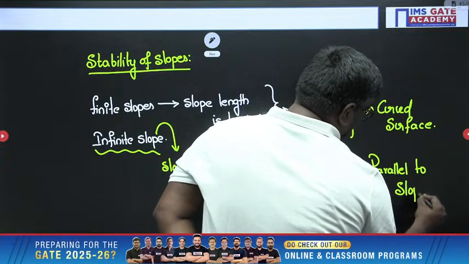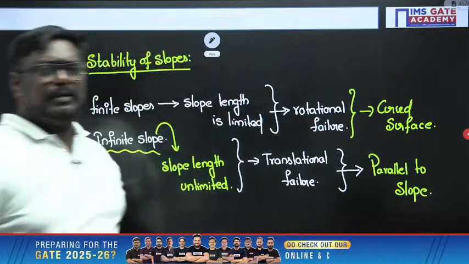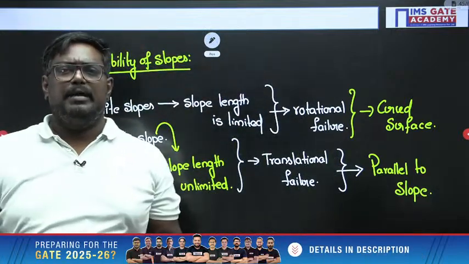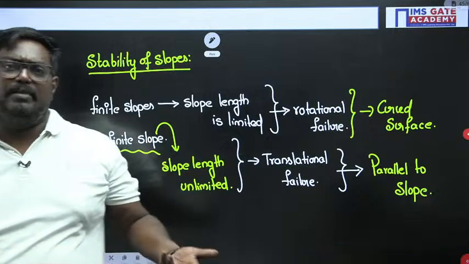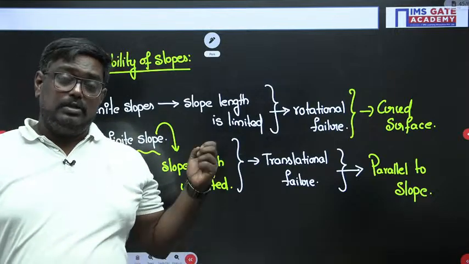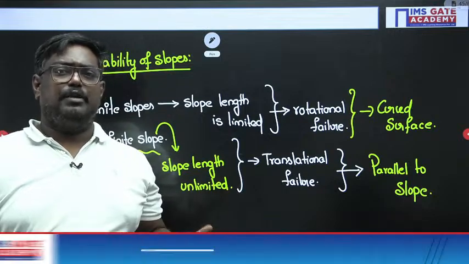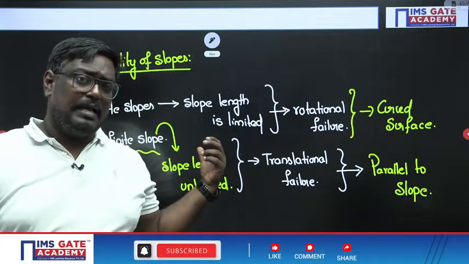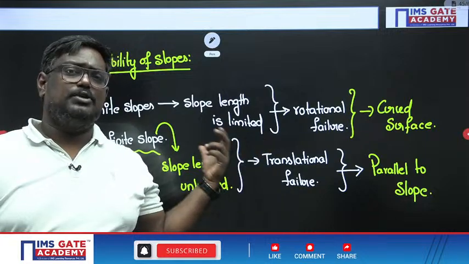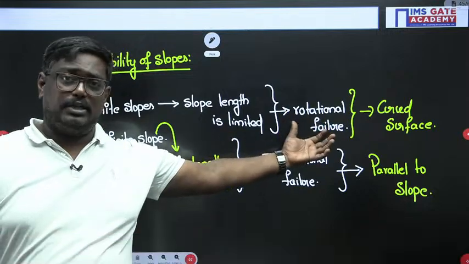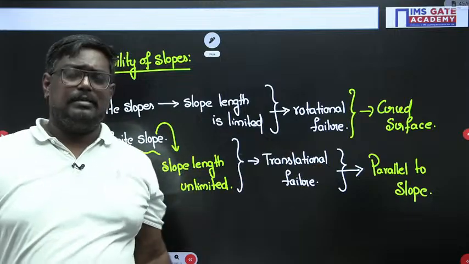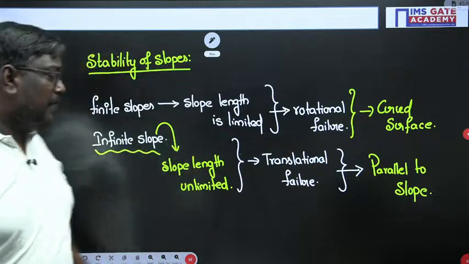At some depth. Basically, soil slope failure might be due to earthquake force, seepage force, uplift force or any other force. There are two failures: translational failure and rotational failure. Translational failure is observed in infinite slopes, rotational failure is observed in finite slopes. Rotational failure occurs along a curved surface and translational failure occurs parallel to the slope.